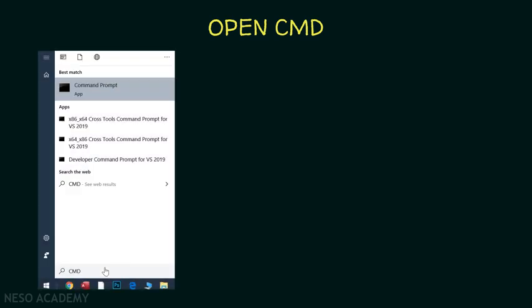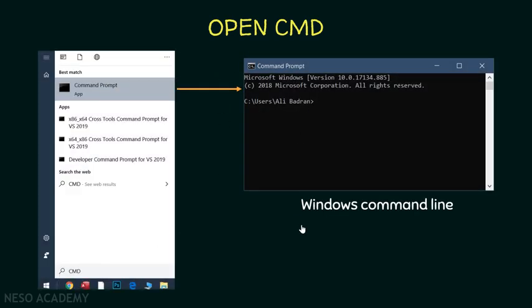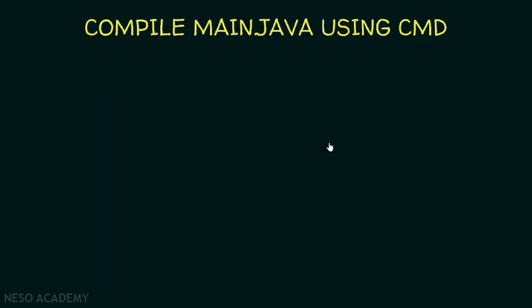Just like before, search for CMD in your start menu and open the application. This is the Windows command line, and basically over here, we can execute some commands. So we are going to execute a command to compile our Java file, and after that, we will execute a command to run our Java program. Okay? So let's see how we can compile the main.java file using CMD.